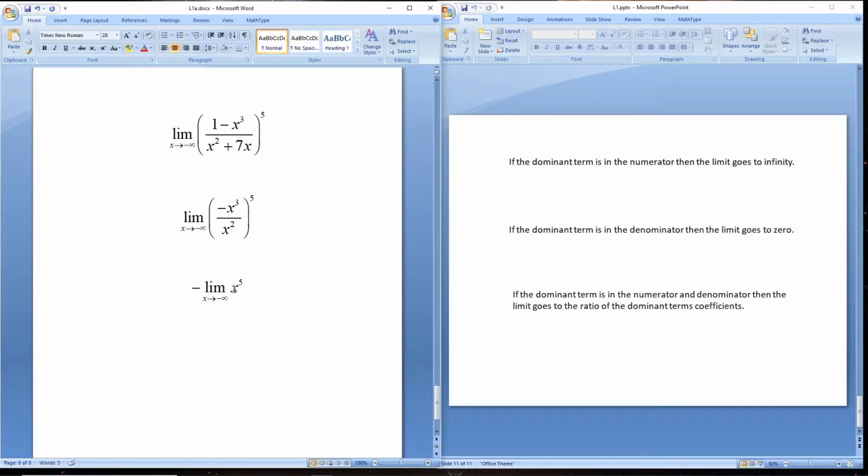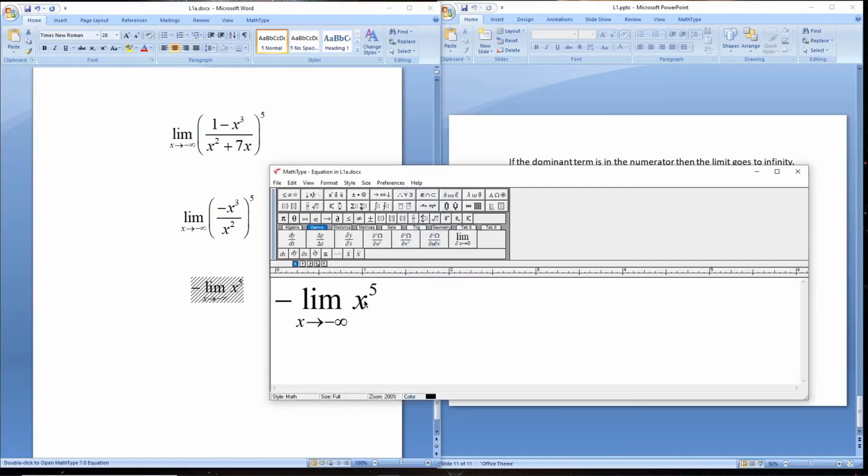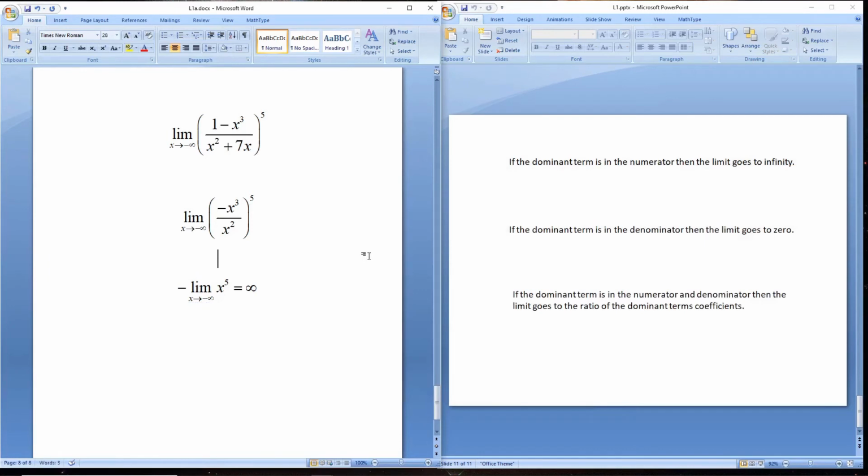And as x goes to infinity, what's going to happen here? Well, x to the 5th is just going to go to infinity even faster. Now, if we ignore the minus sign for a moment, minus numbers to the 5th will output minus numbers. So this limit is going to minus infinity. However, it is being multiplied by a minus sign, so this is going to positive infinity. And that's our answer.